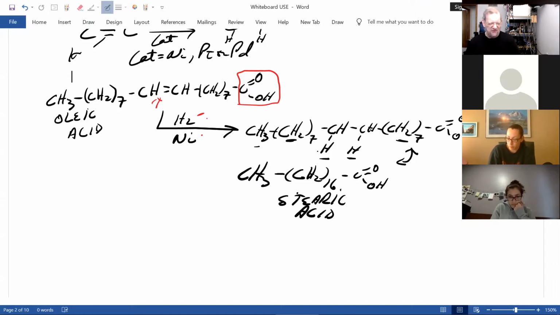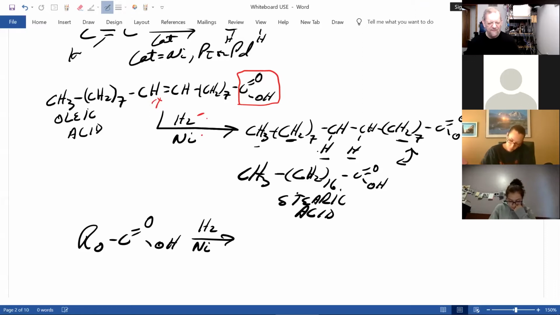Oh, let's do another one. And here's one for you. You take this molecule and hydrogenate it, what do you get?